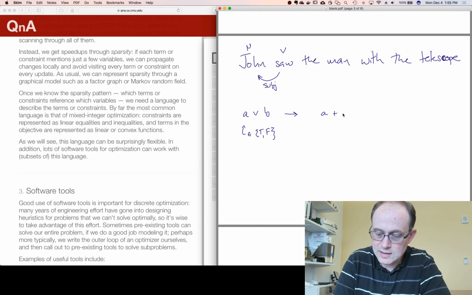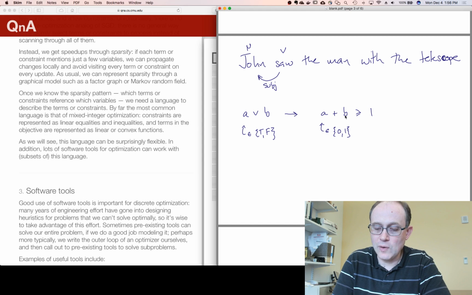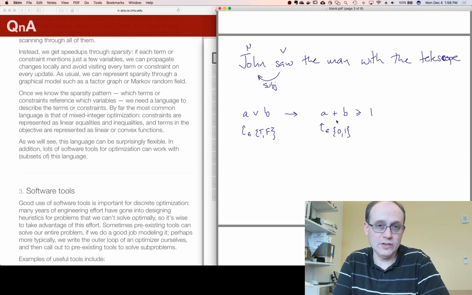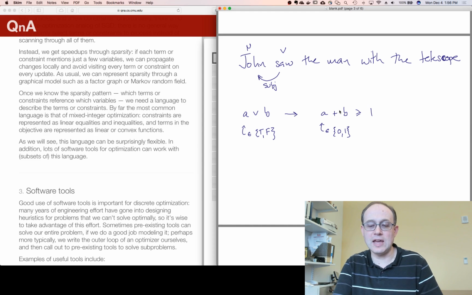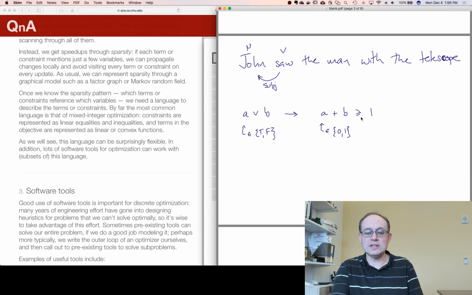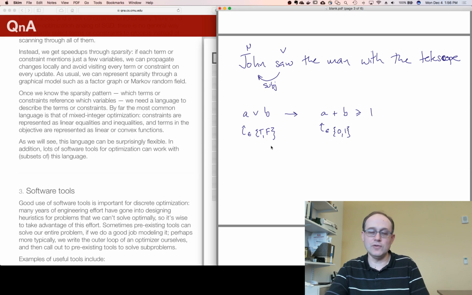A plus B, where A is in the set {0, 1}, same with B, has to be greater than or equal to 1. So either A or B has to be 1. It's okay if they both are. It's not okay if both are 0. And so you can see that this linear inequality on binary variables, 0-1 variables, is the same as this logical constraint on true-false variables.